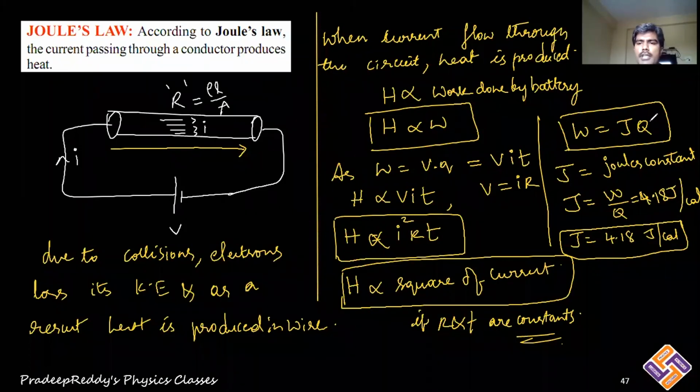So W is equal to JQ, where J is Joule's constant. That means work done by the battery is directly proportional to heat produced in the circuit, or heat produced in the circuit is directly proportional to work done by the battery. This is termed as Joule's law. Clear?